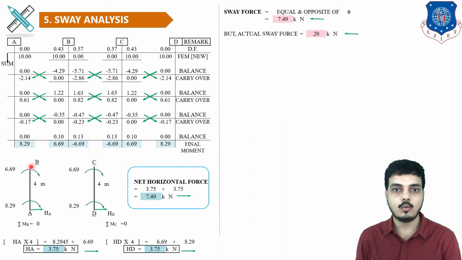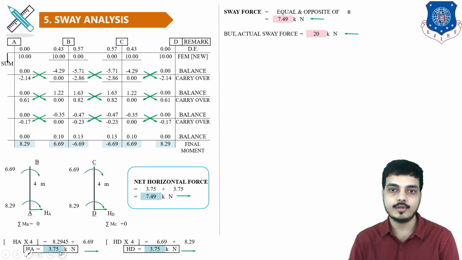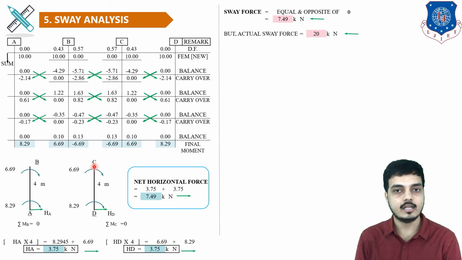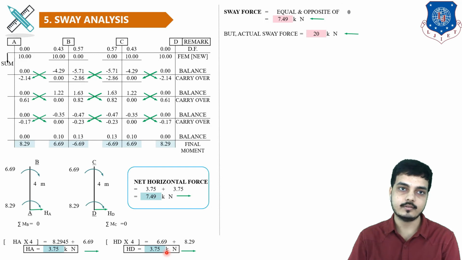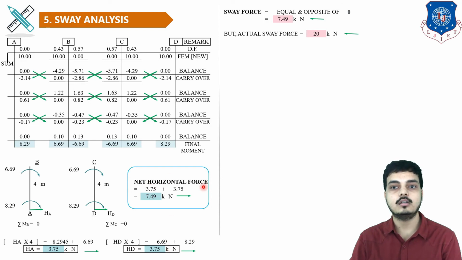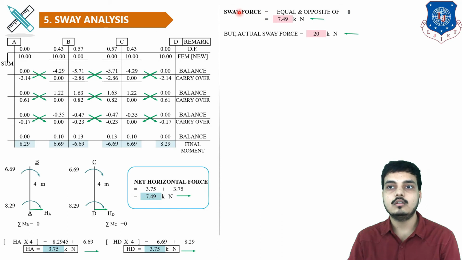Now to find the horizontal force, taking summation of moment at B equals 0. So HA into 4 anti-clockwise equals the summation of clockwise moments. So I will get 3.75. Similarly, moment at C equals 0: HD into 4 anti-clockwise and the algebraic sum of both clockwise moments, I will get 3.75. So now my net horizontal force is 3.75 plus 3.75, which is 7.49 kilonewton. Now our sway force is equal and opposite of this. So 7.49 is going to the right side, so our force will be opposite.